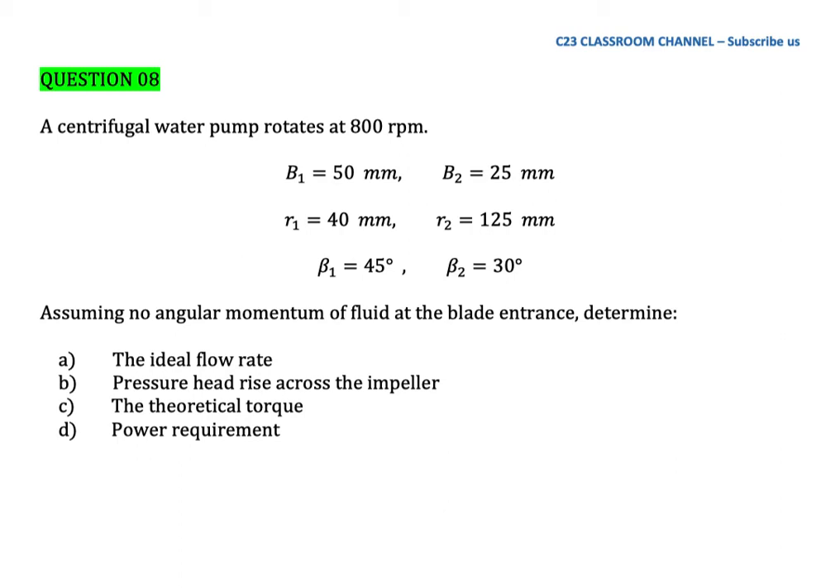Centrifugal pump tutorial number 8. A centrifugal water pump rotates at 800 rpm.